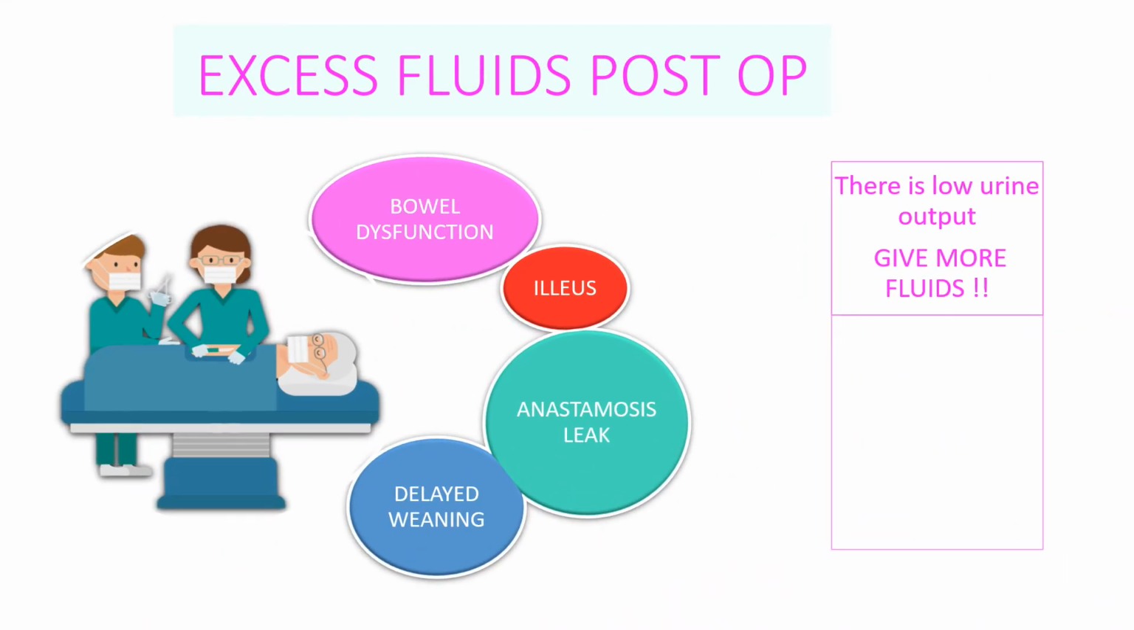And in the post-operative state, there can be bowel dysfunction, ileus, anastomosis leak, and delayed weaning. Using low urine output in these patients as a marker of giving fluids is actually wrong, which is a common practice in the surgical ICUs, where you look at the urine output in the post-operative state and give fluid, because there is an entity called post-operative SIRS. When you dissect the tissues, you cause inflammation in the tissues, and this is akin to systemic inflammatory response syndrome.